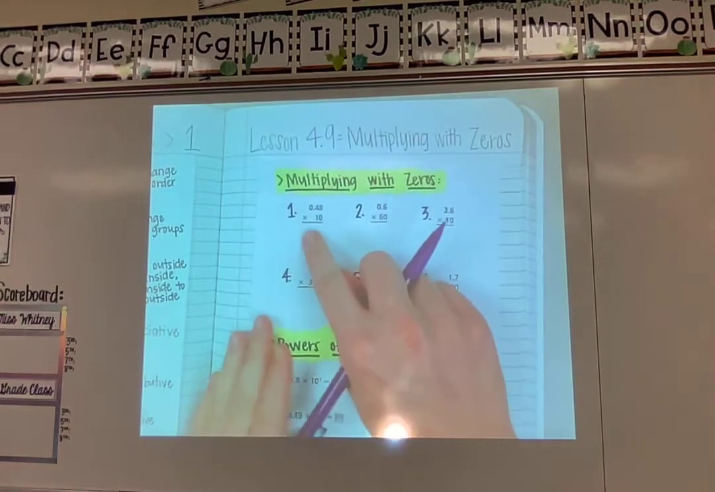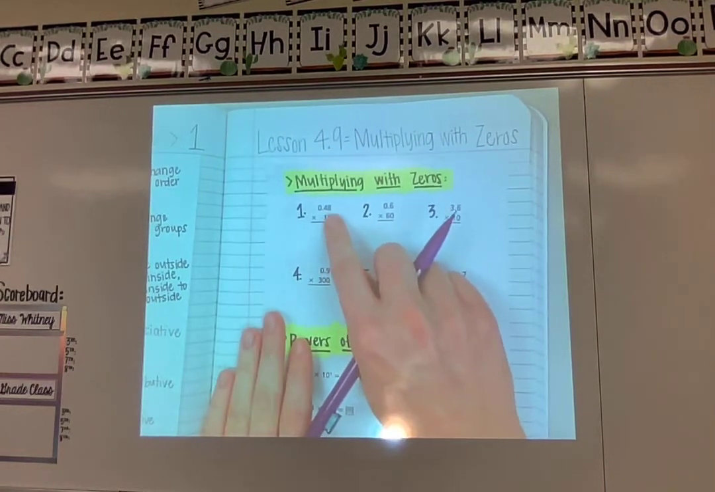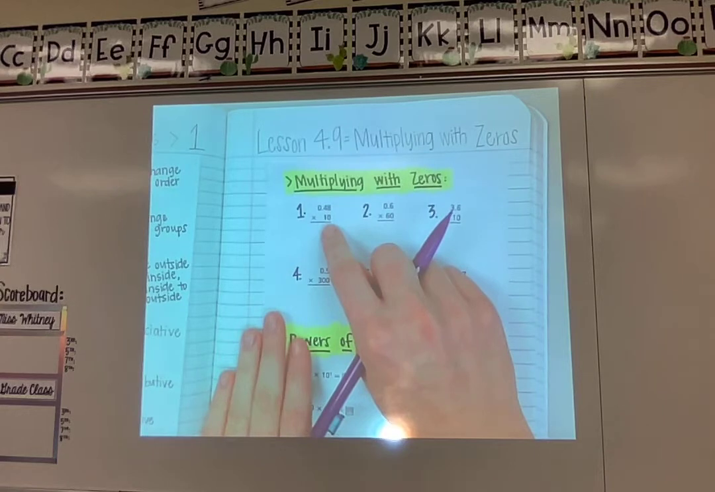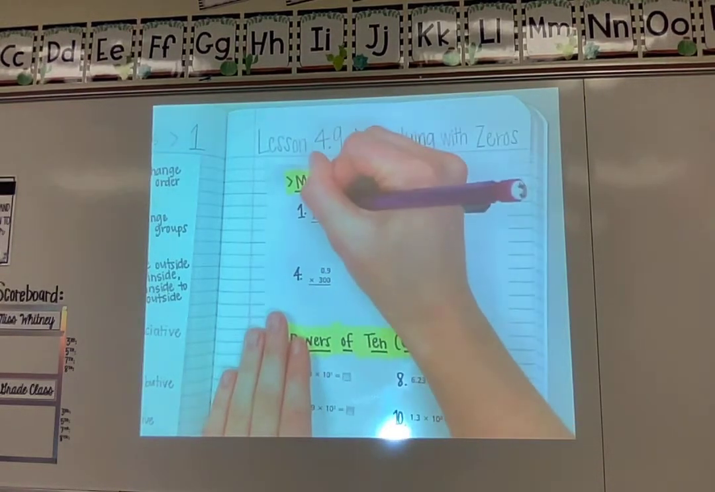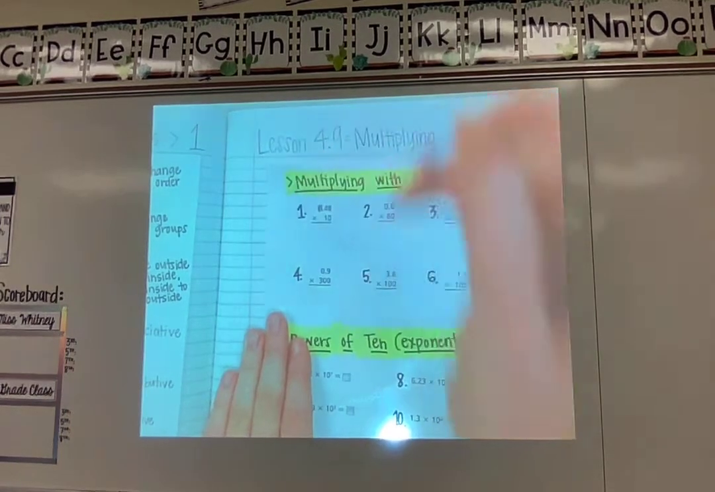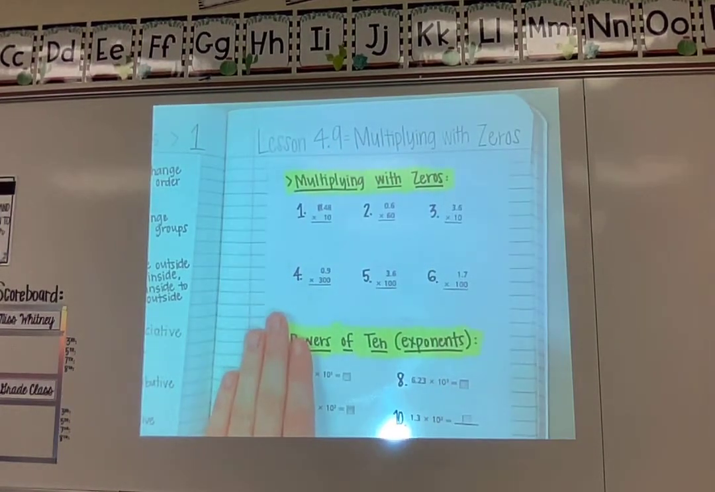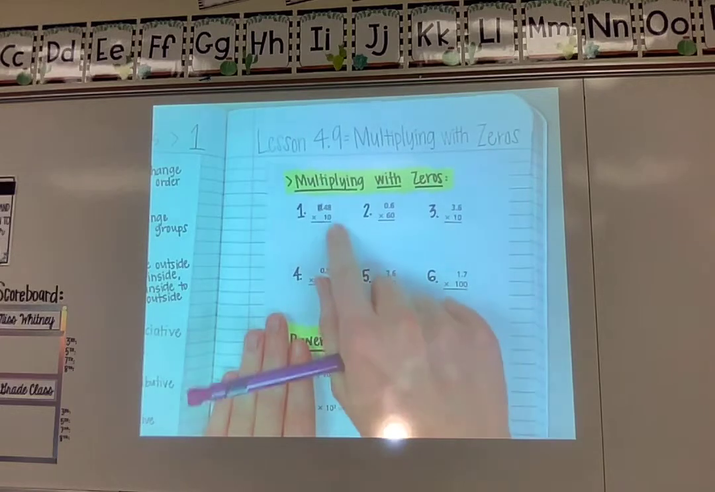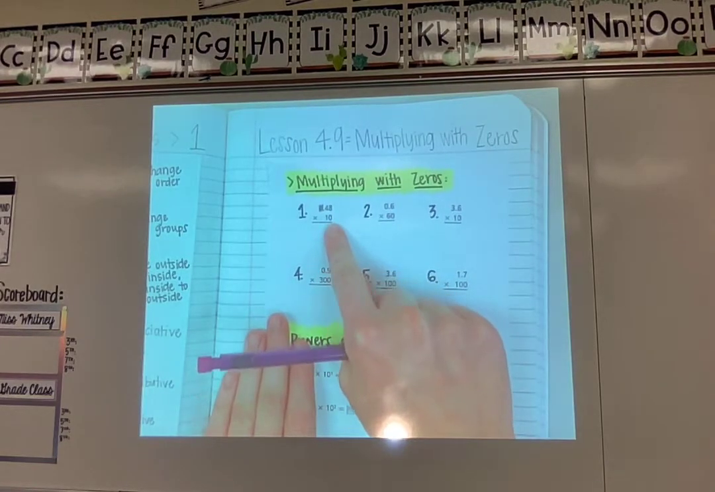So let's start with number 1. I have 0.48 times 10. Remember, if there are any zeros in front, I can completely ignore those. So I'm going to go ahead and shade this one in because it's in front. I'm going to ignore it and pretend like it's not there. Now, when we have those zeros behind, I'm going to show you a new little trick that will help you go a little bit faster.